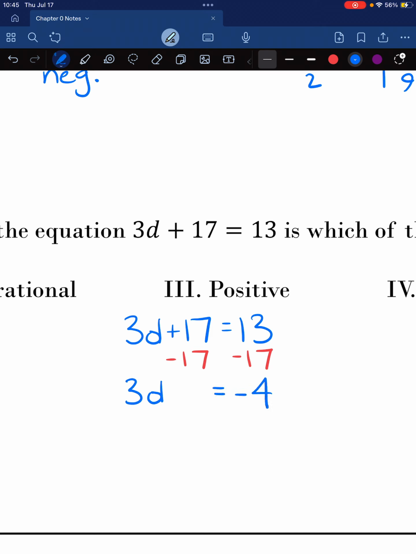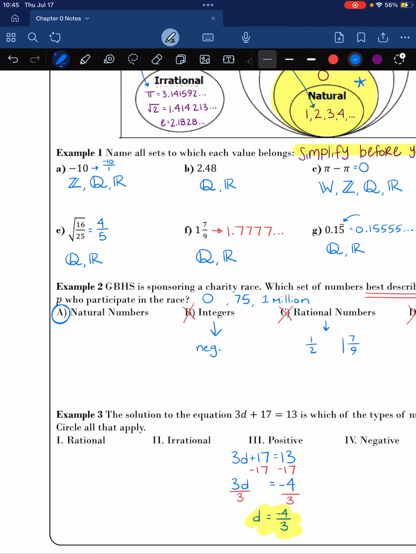To get rid of that 3 times D, we can divide both sides by 3. 3 divided by 3 is just 1, but instead of writing 1D, we don't really have to write that 1. We know that 1D is just the same as D. We've isolated the D, and we end up with -4/3 as my solution. So if that's my solution, let's go ahead and classify that. -4/3 is a rational number, so let's circle that guy.